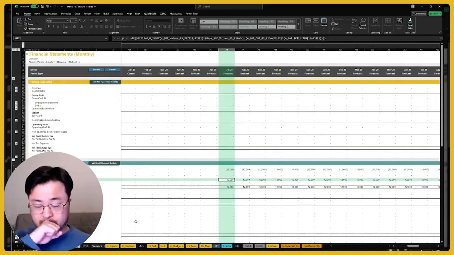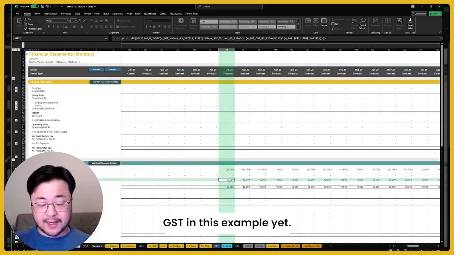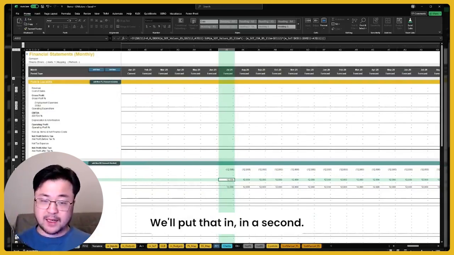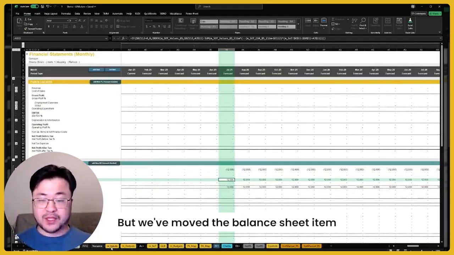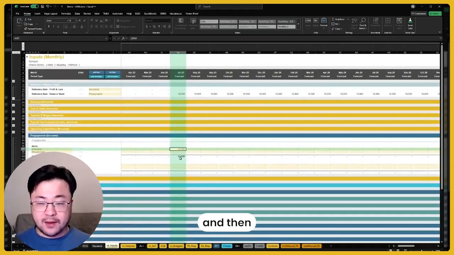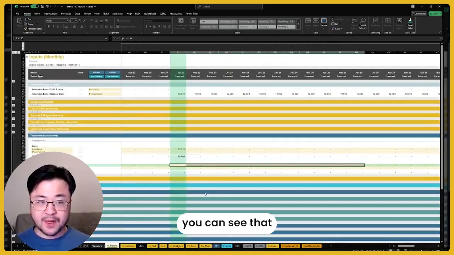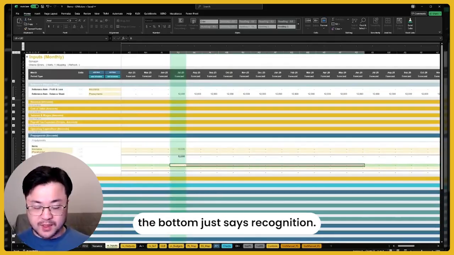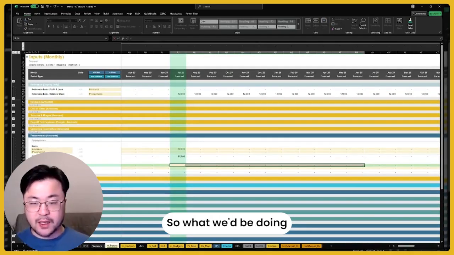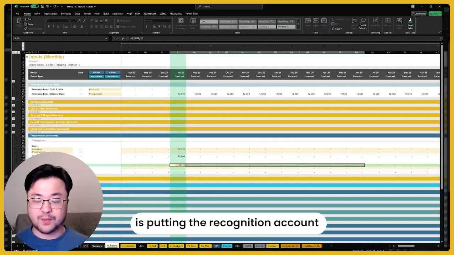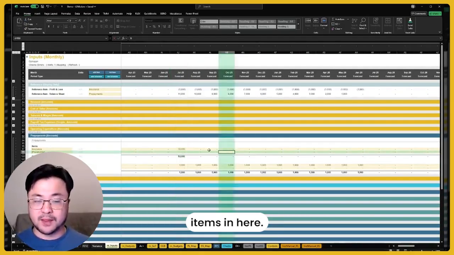There's no GST in this example yet. We'll put that in a sec, but we've moved the balance sheet item, and we haven't dealt with the P&L yet. In this section, you can see that the bottom just says recognition. So what we'd be doing is putting the recognition account items in here.